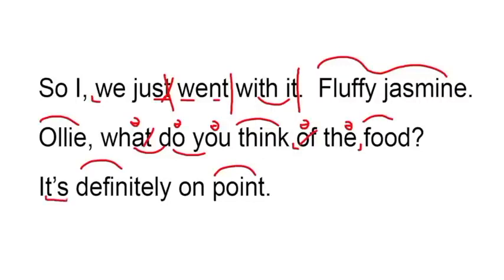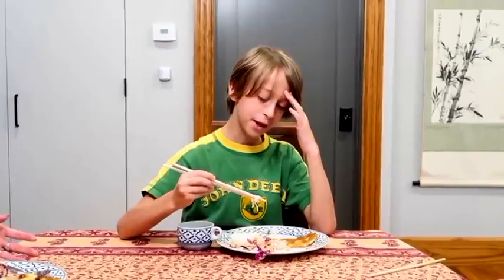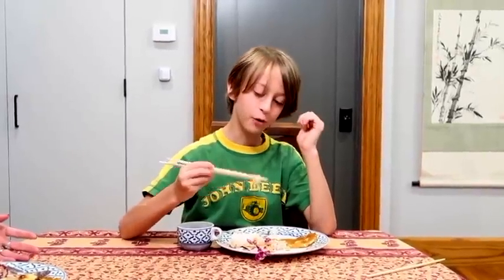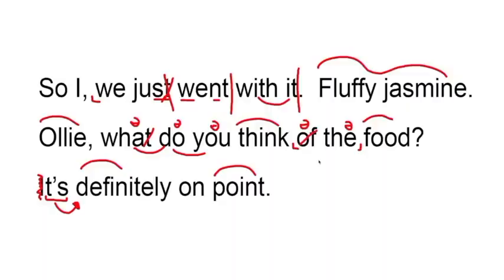The word it's is reduced. He doesn't really say a vowel. He just makes the TS sound. It's definitely. It's common to do this with the words it's, that's, what's, and let's. We just make the TS sound and attach it to the beginning of the next word. It's definitely on point.